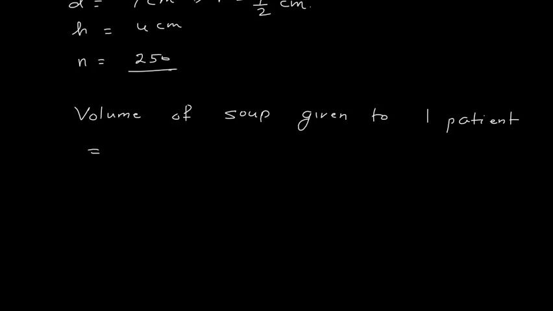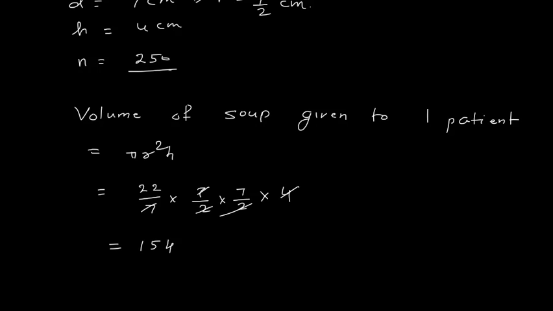So volume of soup given to one patient is pi r square h, which is 22 upon 7, into radius 7 upon 2 into 7 upon 2 into h is 4. So this 4 I will cancel, this 7 I will cancel. Now 7 twos are 14, 11 times 14 is 154 centimeter cube is the volume of soup given to one patient.